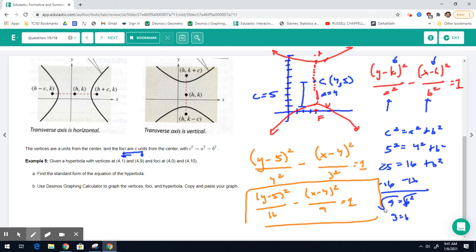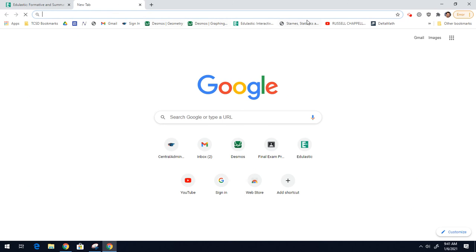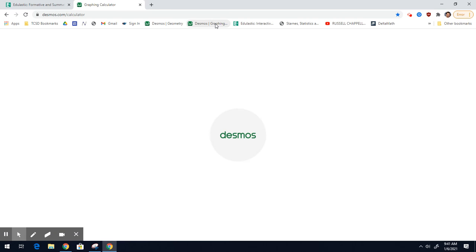And now we're going to go ahead and type both equations in. Oh, I'm sorry, wrong problem. We're going to type in the vertices, the foci, and the hyperbola, and we're going to paste the graph below. So let's do that real fast. Graphing calculator.